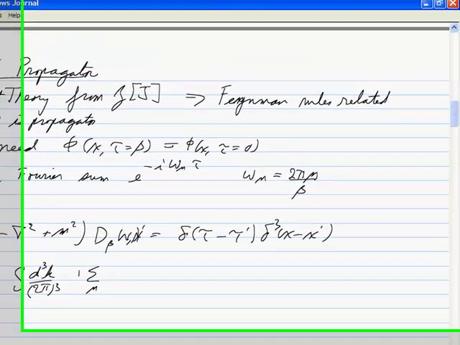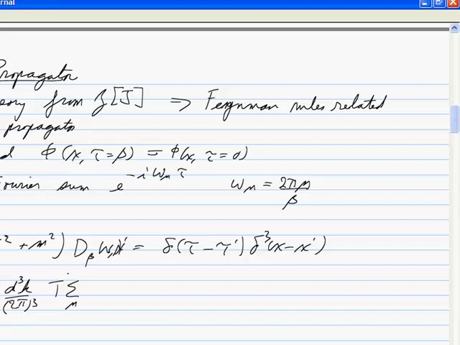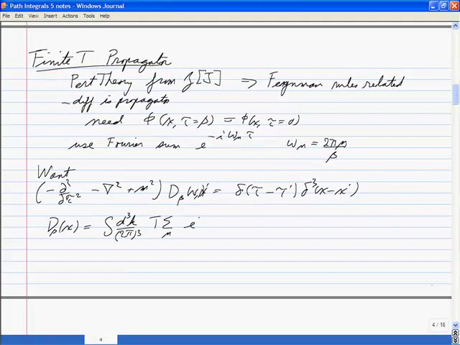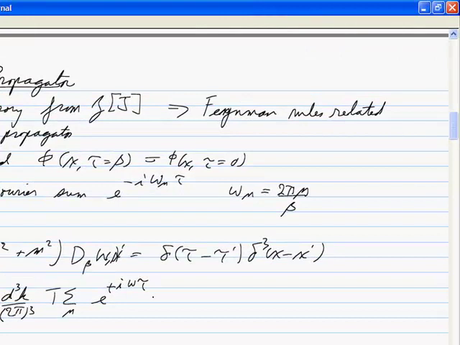We then want the sum over n, and just for convenience I'm going to put the time t there, e to the plus i omega_n tau, e to the i k dot x, some g of omega_n, k. And so this t here is like when you do the Fourier sum, L, the distance across some finite region.